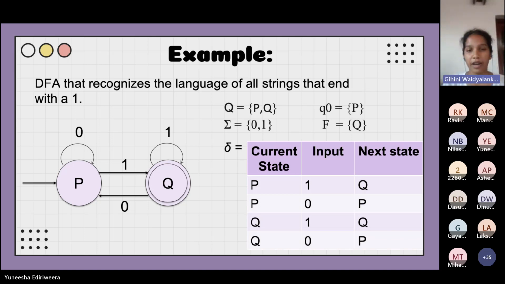So now we have our states P and Q, and then we have our inputs 0 and 1, and then we have our starting state as P and our final state, or the accepting state, as Q. This table, which is represented by this delta symbol, shows each possible state of this DFA. In addition to that, it also shows the transition from the current state to the next state based on the input given. So for instance, if the current state is P and the input given is 1, it will transition to the next state of Q.